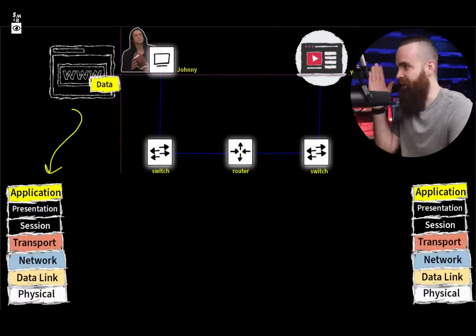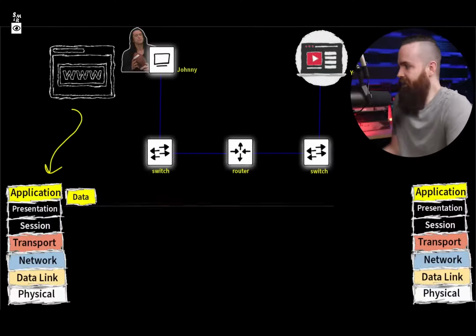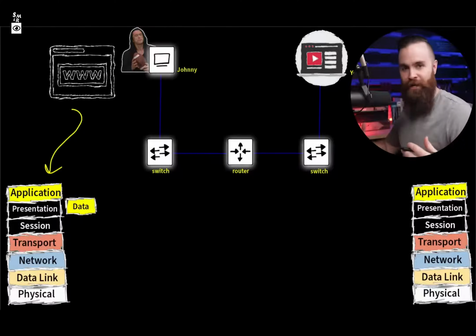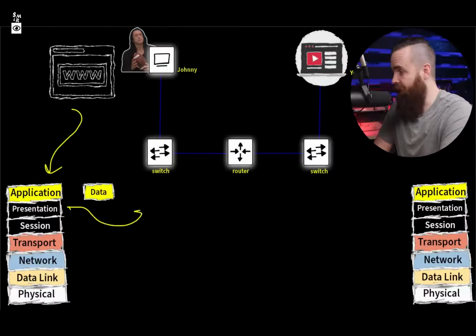So Johnny's web browser takes the data it wants to send to youtube.com, which in this case would be like, hey, I want to see your site. So it'd be a GET request, get me that stuff. And it sends it down to the presentation layer where we get it prettied up. Time to get it dolled up and ready to go. What does that mean? Well, the presentation layer is responsible for making it presentable. Two of the main things it's going to be worried about is data format and encryption.